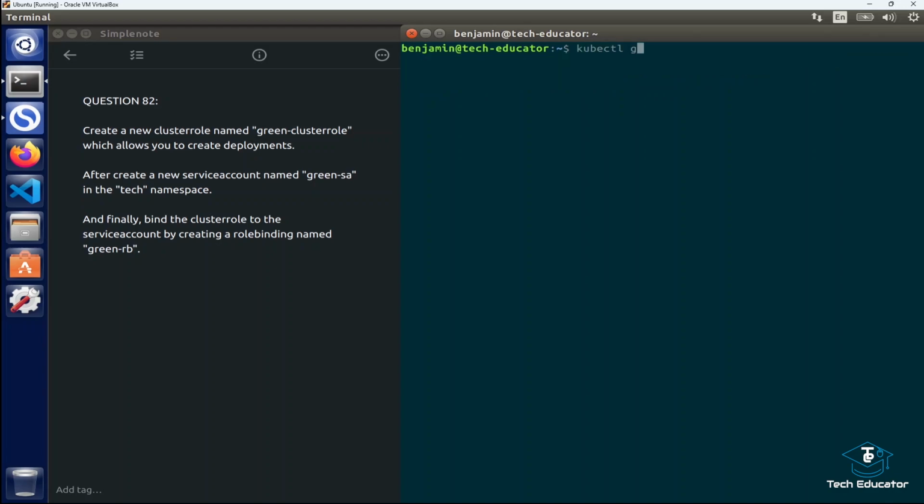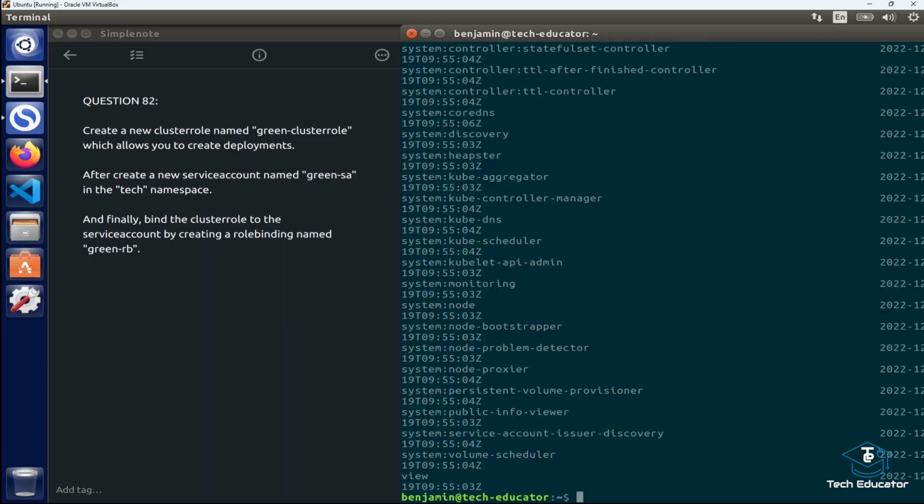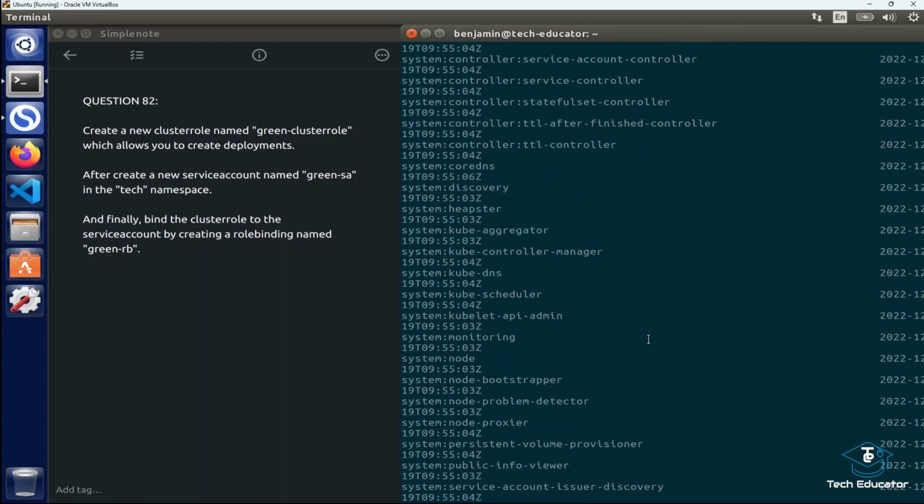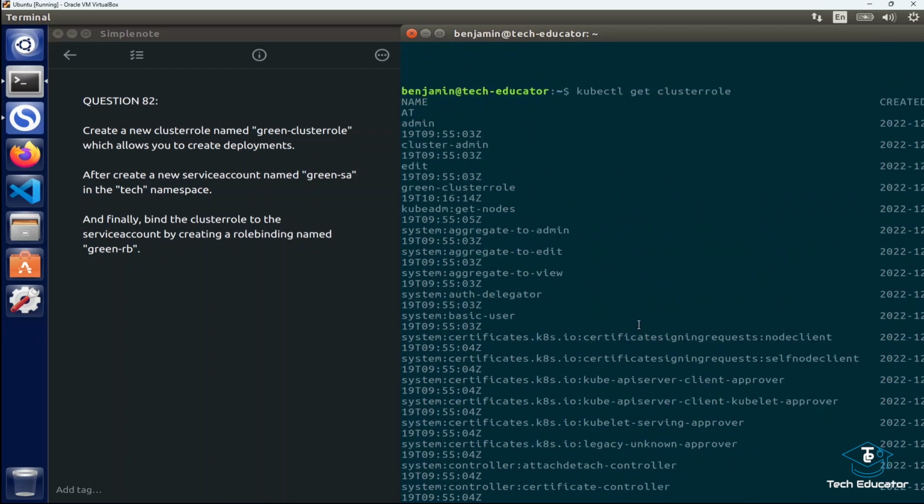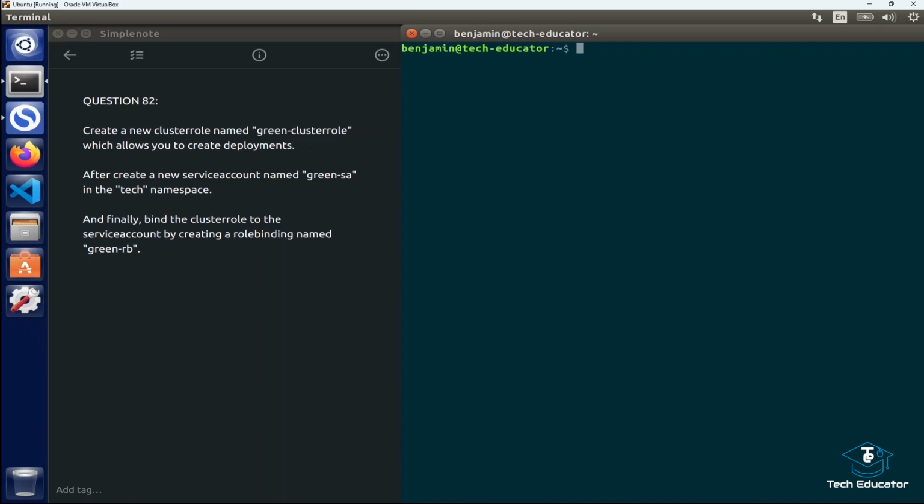Let's now verify them all. And here is the cluster role. And the service account. And the role binding is also there.